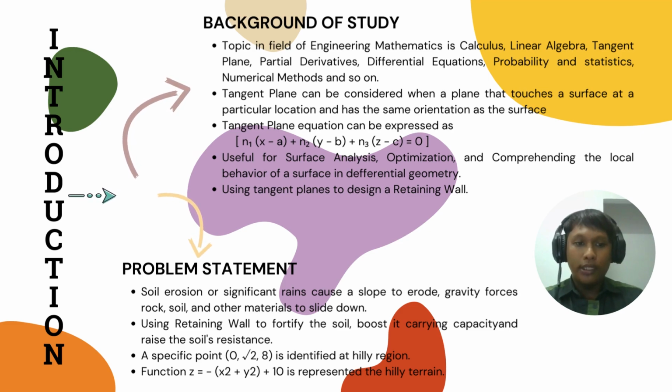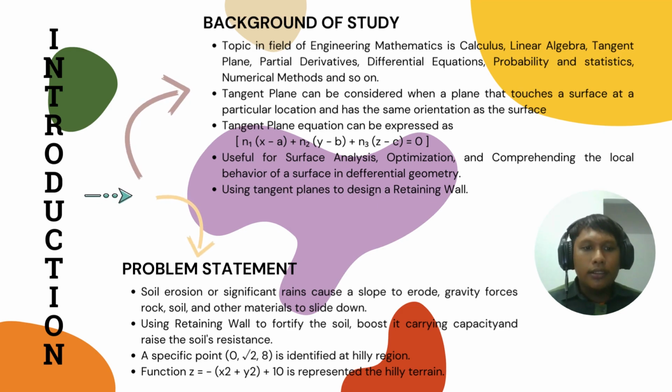So we go to the problem statement. Soil erosion or significant rain causes a slope to erode, and gravity forces rock, soil, and other material to slide down. Using a retaining wall fortifies the soil, boosts its carrying capacity, and raises the soil resistance. For our project, there is a specific point, which is (0, square root 2, 8), identified in a hilly region. The function is z equals minus (x squared plus y squared) plus 10.